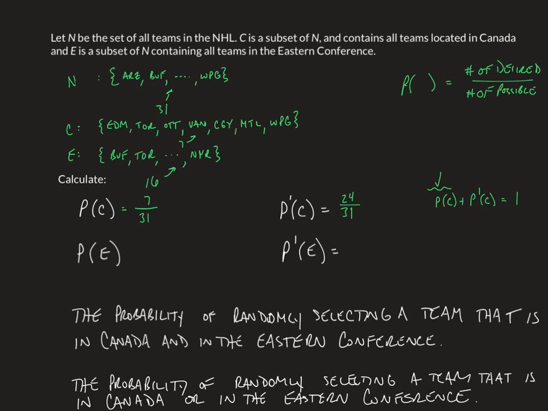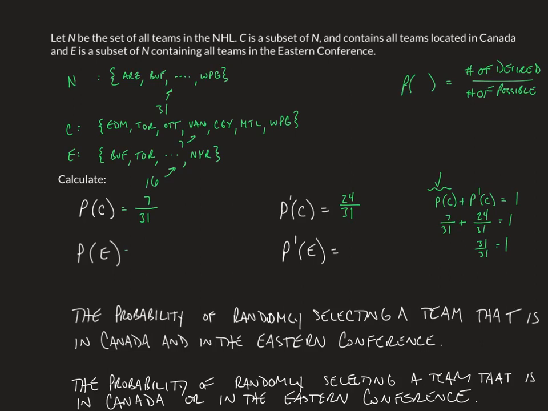So let's make sure that that's the case. The probability of C is 7 teams out of 31, and the probability of not C is 24 teams out of 31, and that has to equal all 31 teams, and it does. So it looks like our complement checks out there.